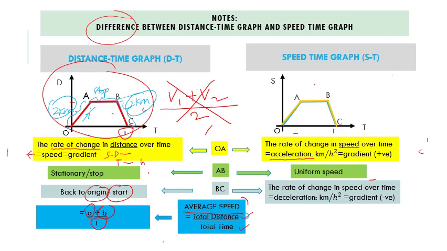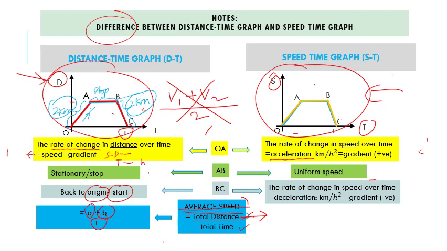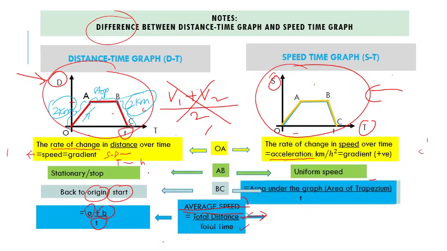But for the speed time graph, how do you find the total distance? You want to find average speed, so you need to find the total distance. Where can you find the distance? From this graph you cannot find it. This is speed, this is time. But for the distance time graph you can find it, because the graph is distance, so the distance is from the graph. But here you cannot.